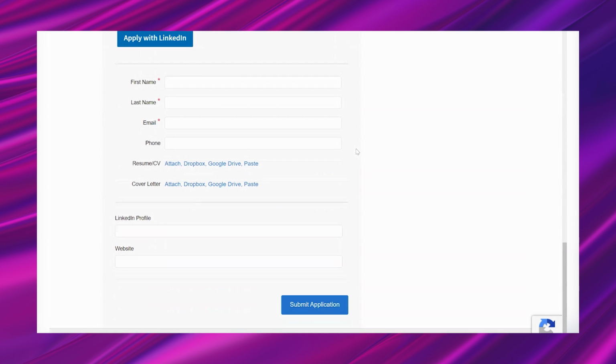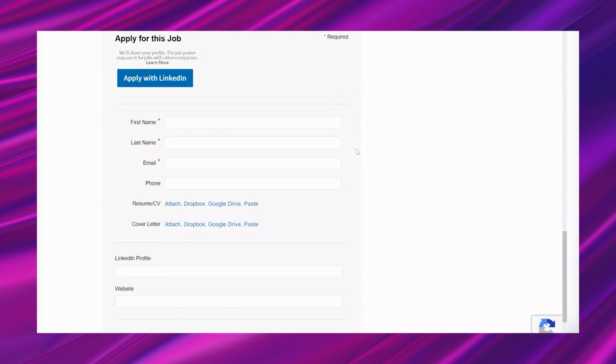And this is the application. All right, look how simple that is. You can apply with LinkedIn or you can do their application here. You guys know I'm always an advocate for writing a cover letter. Just shows that much more how interested you are.